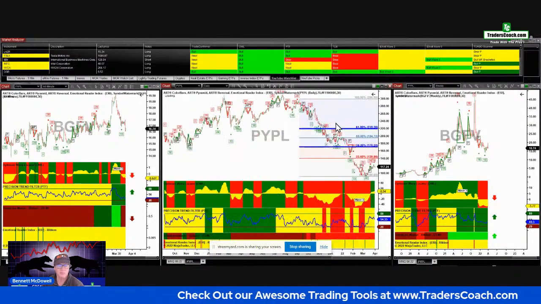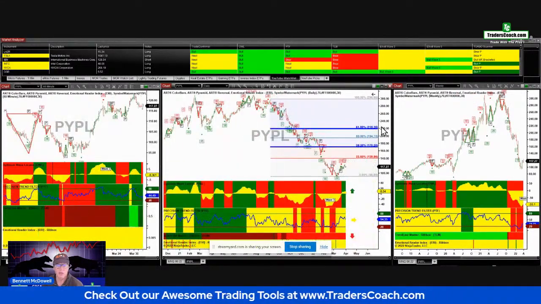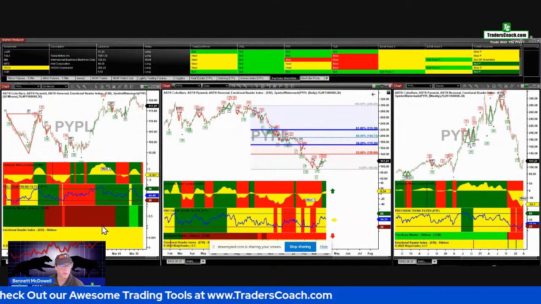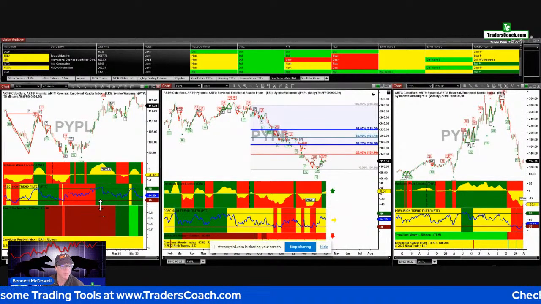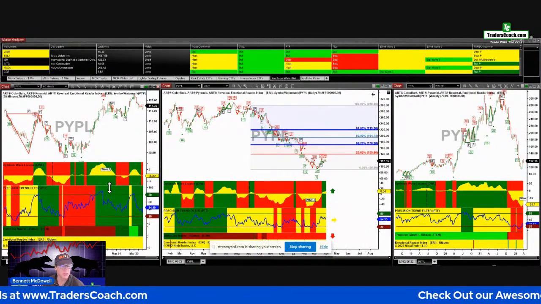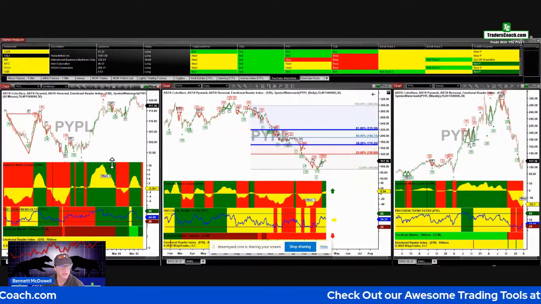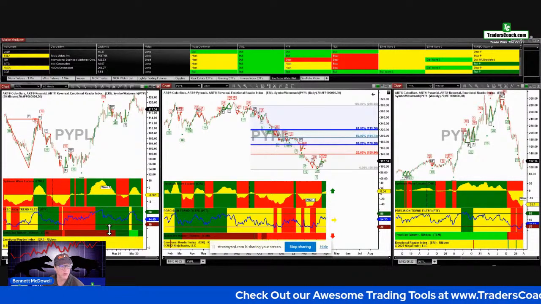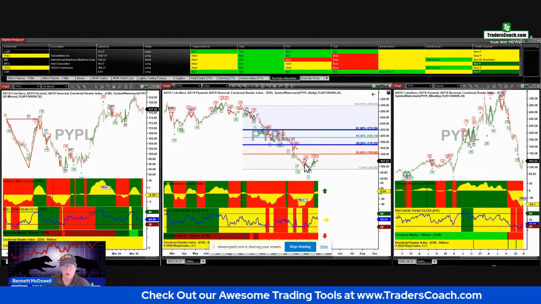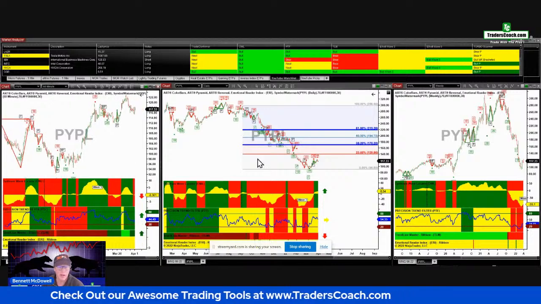PYPL. All right, so here's one we looked at last week. We were looking at a bottom here, so we drew our fibs in, as you can certainly see on the daily chart, which is the chart in the center. And on that chart there, you can see that the market now is moving in that direction.